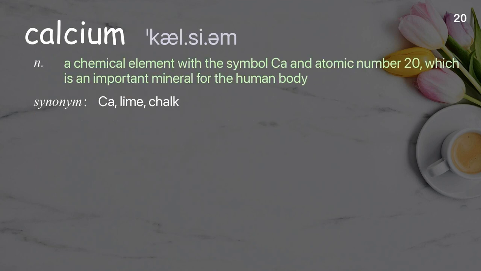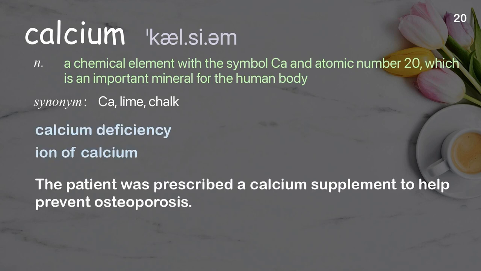Calcium. A chemical element with the symbol Ca and atomic number 20, which is an important mineral for the human body. Examples: calcium deficiency, ion of calcium. The patient was prescribed a calcium supplement to help prevent osteoporosis.